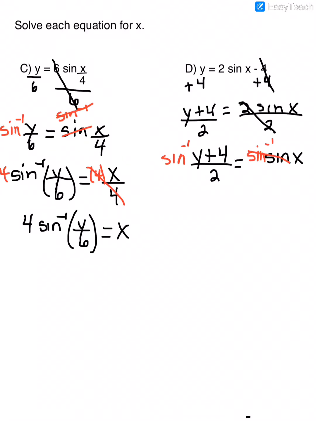All right, so that would cancel. And I'm left with sine inverse of (y + 4) over 2 equals x.